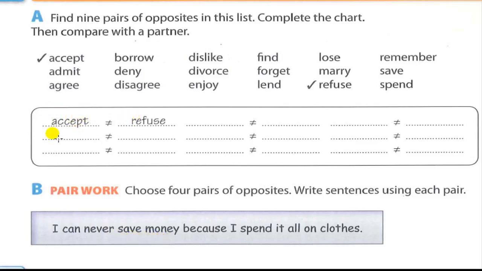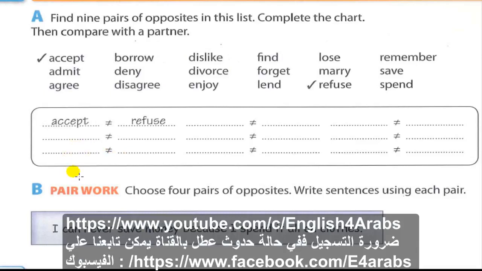Accept, refuse. I always accept invitations. I never refuse any invitations. Borrow, lend. I borrow a lot of money, but I don't lend money to anyone. Remember, forget. I remember the good people's situations, but I forget the bad people.